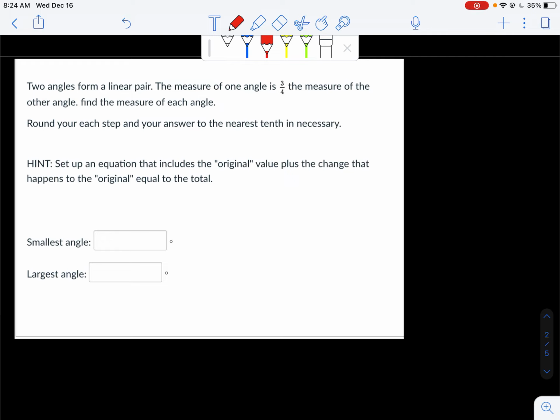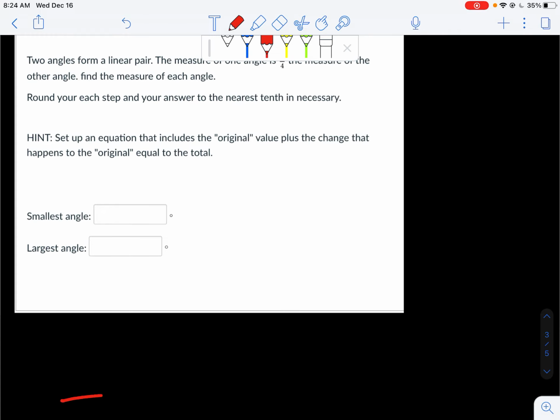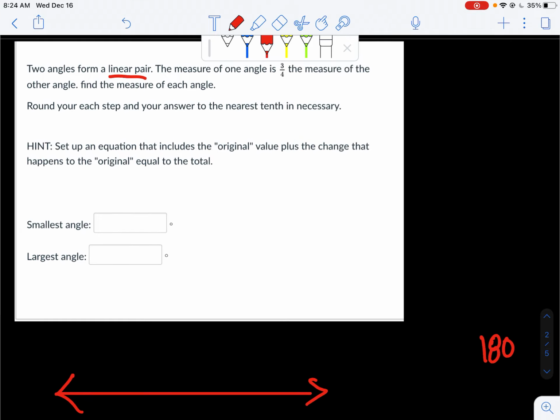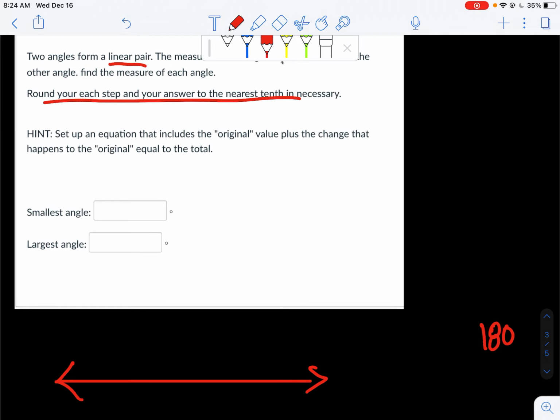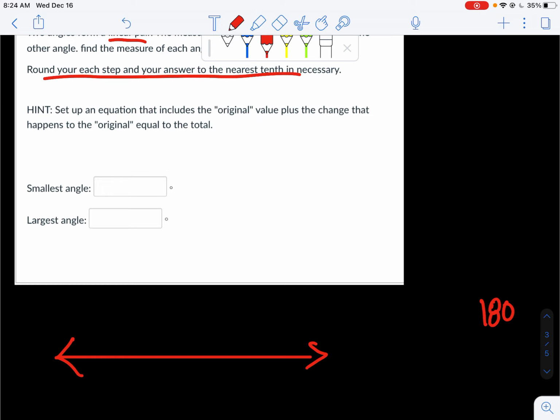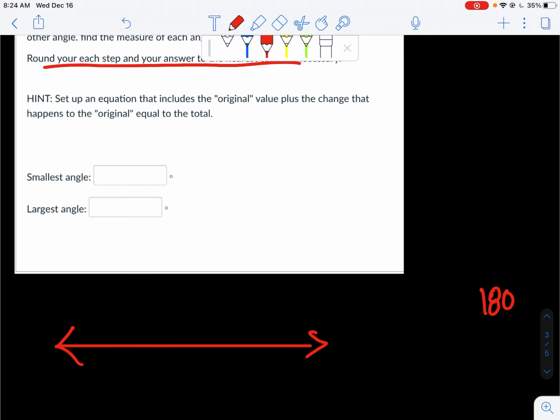It says 2 angles form a linear pair. So since we have a linear pair, we know, oops, that's not straight. That's not straight either. There we go. We can know that we have a straight line that adds up to 180 degrees because it said we have a linear pair. The measure of one angle is 3/4 the measure of the other angle. Find the measure of each angle. It says round each step to the nearest tenth. Set up an equation that includes the original value plus the change that happens to the original, and then equal to the total.